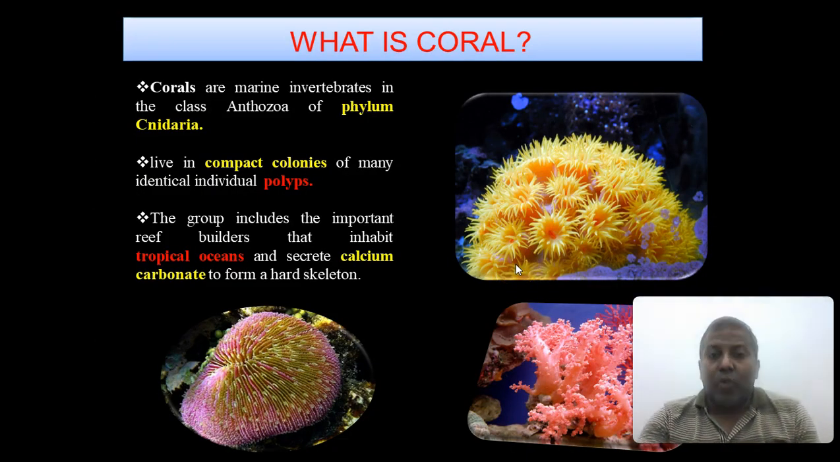So first of all, what is coral? The corals are marine invertebrates in the class Anthozoa of the phylum Cnidaria. They live in compact colonies of many identical individuals, and each individual is known as a polyp. You can see these are the polyps. The group includes the important reef builders that inhabit the tropical ocean and secrete calcium carbonate to form the hard limestone. You can see these are the limestone framework of the coral polyps.